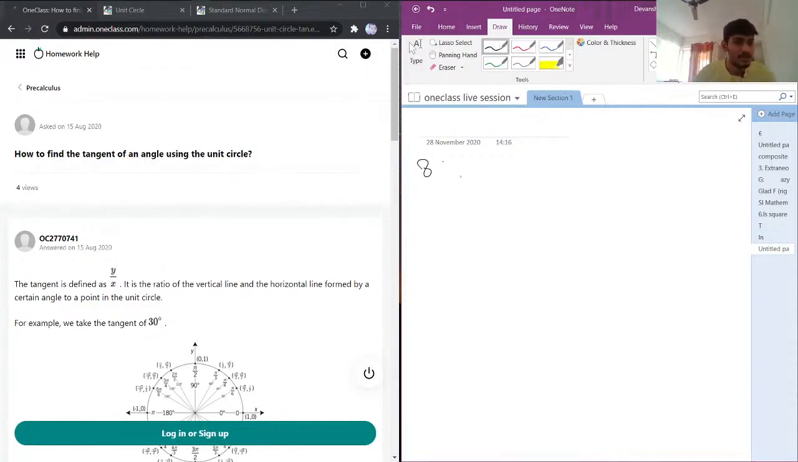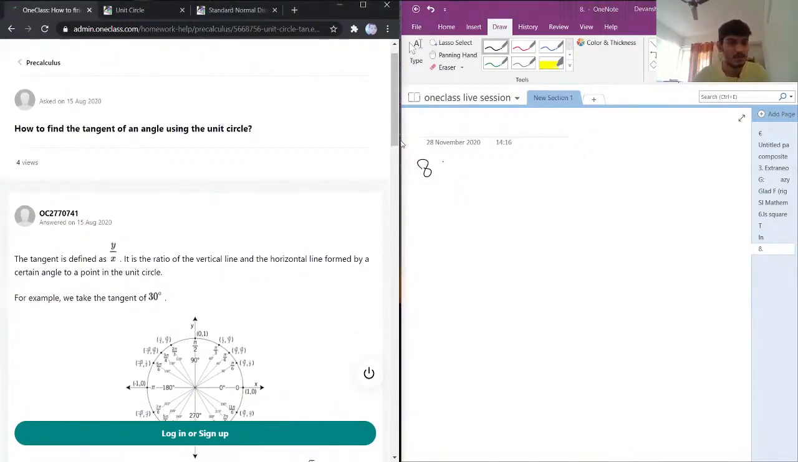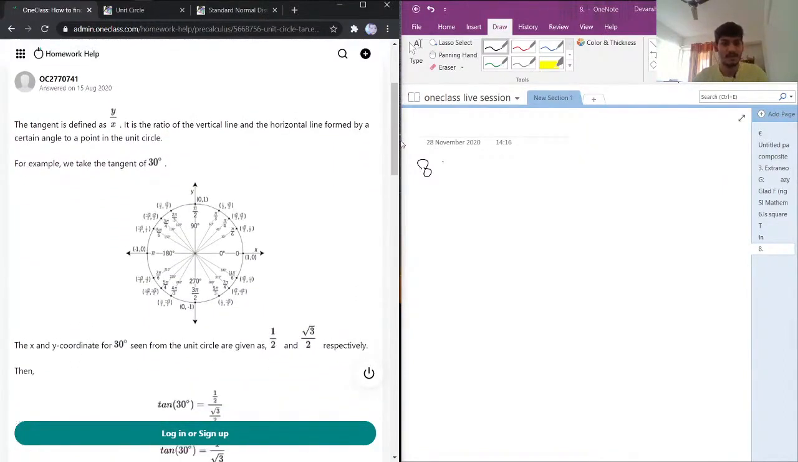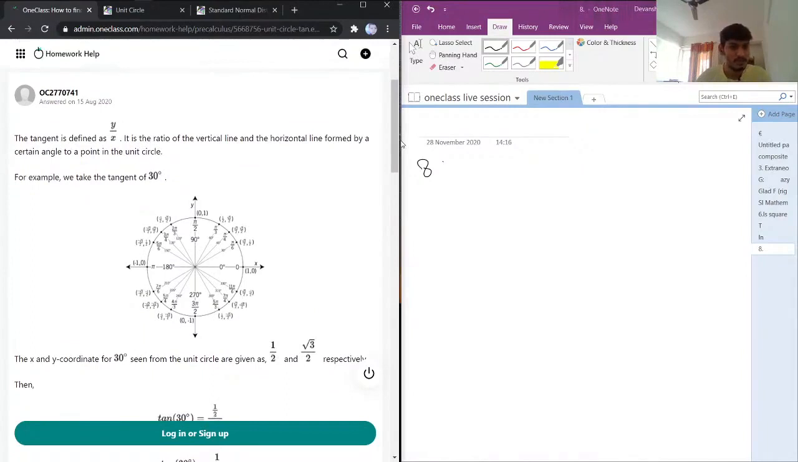How to find the tangent of an angle using unit circle. Unit circle is kind of my favorite thing because we can find sine, cosine, and tangent, and we can find all the trigonometric ratios of any angle using a unit circle. So let us find how to find the tangent of an angle using unit circle. So in this example, the tangent of 30 degree is calculated.